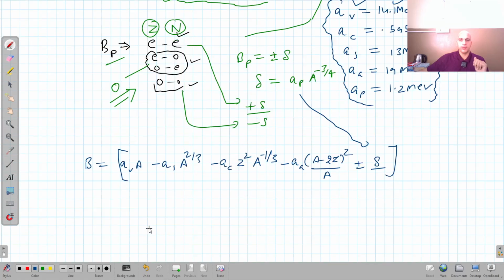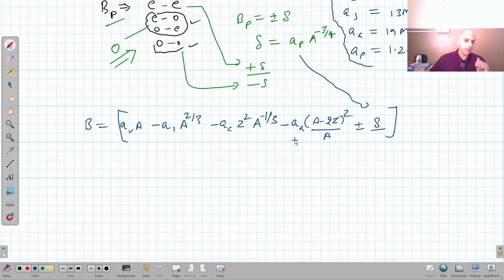Sometimes numerical problems are asked from here. Now remember, in this binding energy term, you will be given a situation where the given nucleus will be either even-even, odd-odd, or even-odd. If the nucleus is given as even-odd, then this term will become 0. But in case of even-even, it will be positive, and for odd-odd, it will be negative.